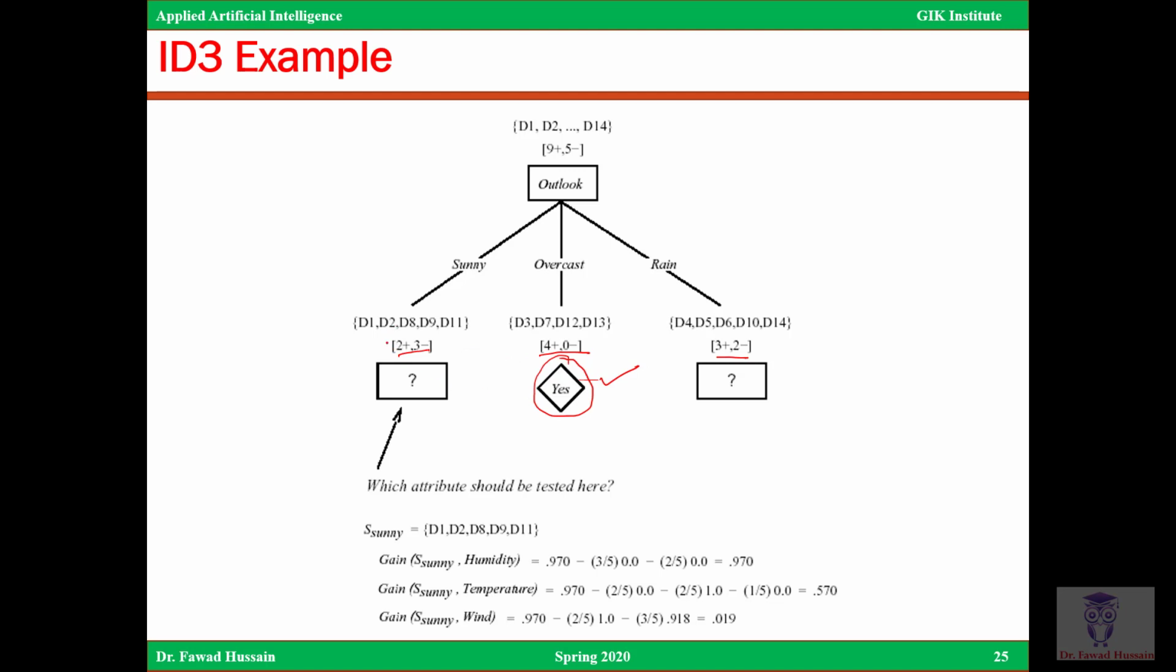So for this now, we have already used outlook. So there are 3 attributes that are remaining. So we are going to use one of the 3 attributes here, and we have to repeat what we just did.